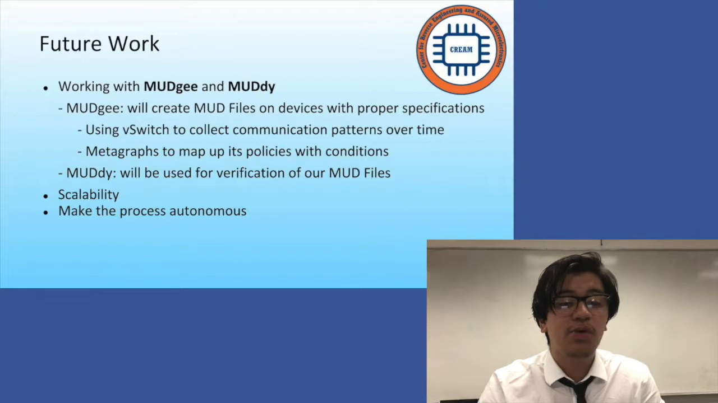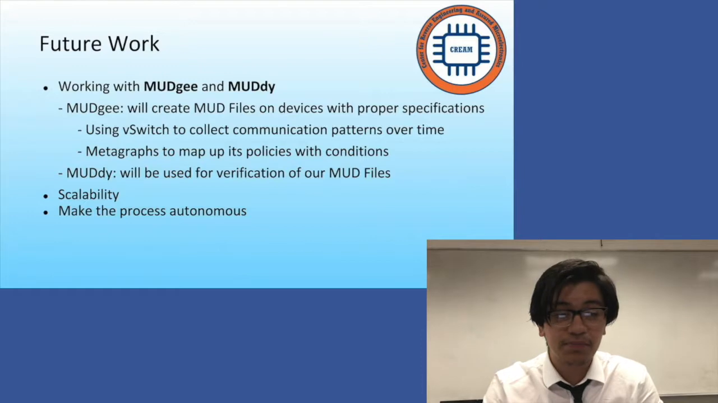Finally, we want to make this process autonomous, so this process can work in the background, and whenever an IoT device tries to connect to the network, this whole process will start and the switch will implement an access control list by itself.